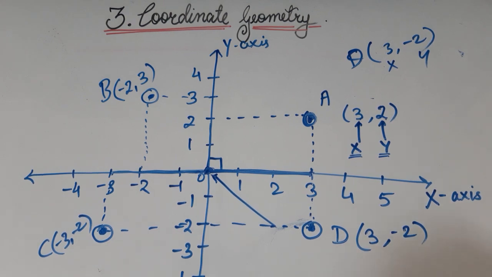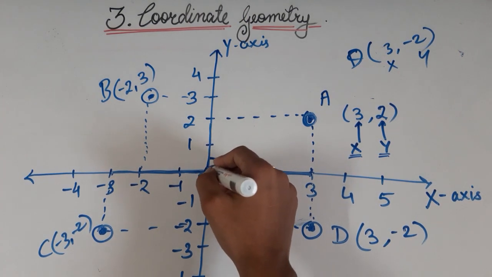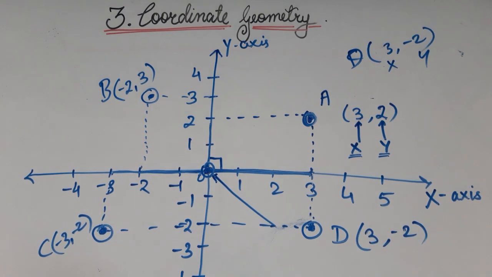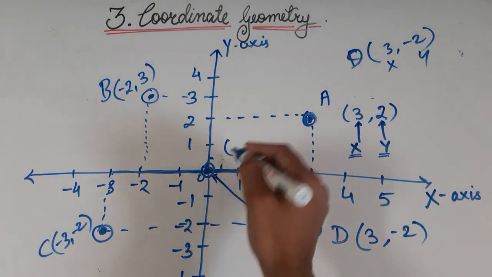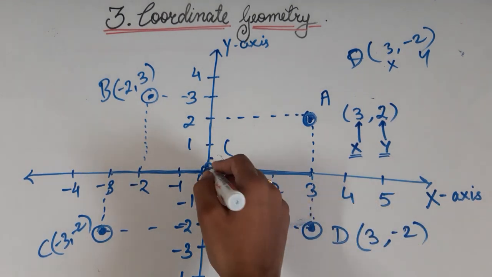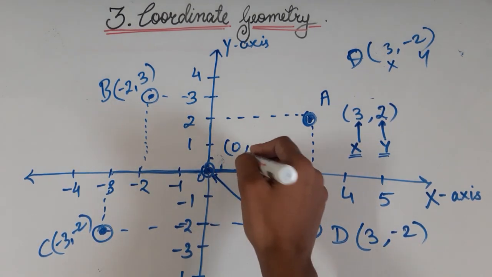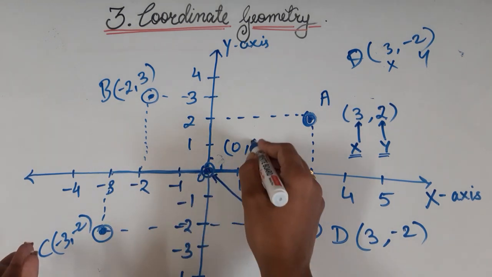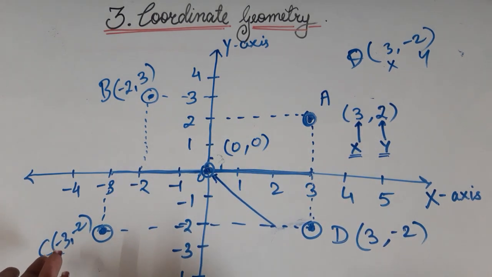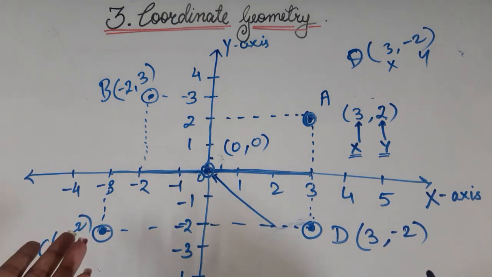Now let us say this origin is also one point. What are the coordinates of this origin? See, we start from the origin. Now you are going nowhere, you are at the origin, so the x coordinate will be 0, and away from the x axis also you are not going anywhere, so the y coordinate should also be 0. So the coordinates for the origin are (0, 0).